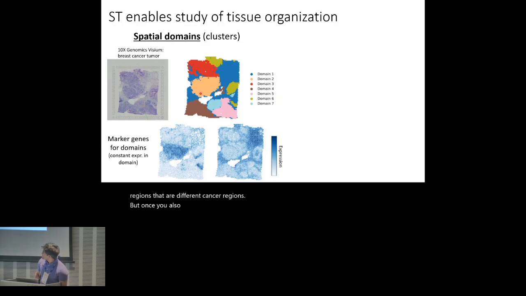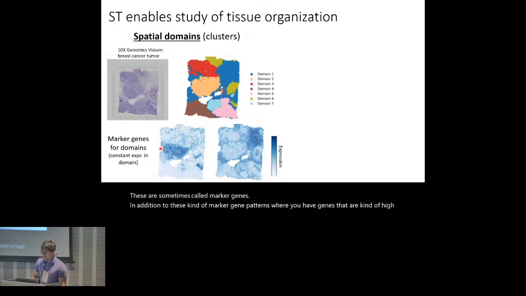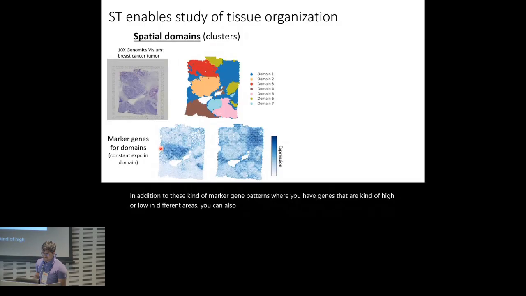The gene expression data can help you in finding these more fine-grained domains. Oftentimes these domains can be distinguished by gene expression. So you often have genes that are high in one domain and low in other domains, and these are sometimes called marker genes. In addition to these marker gene patterns, where you have genes that are high or low in different areas, you can also have more subtle patterns of gene expression.